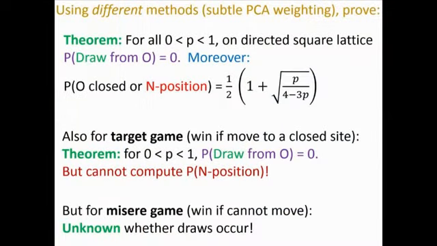However, using different methods, kind of new methods, we did manage to prove what we wanted. So on the square lattice, no matter what P, there's a unique stationary distribution and there are no draws. And moreover, if you're interested in the game, you can even compute the probability that the origin is an N position and it's some function of P.